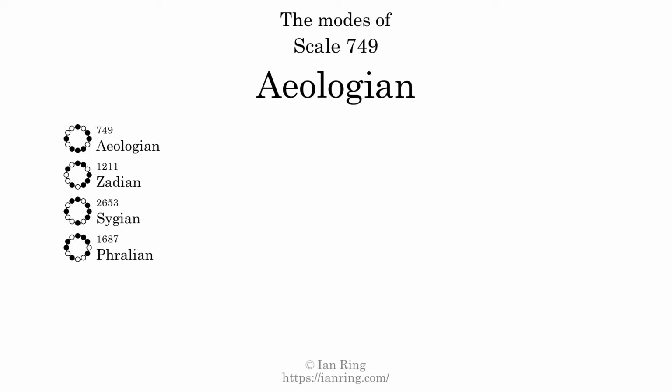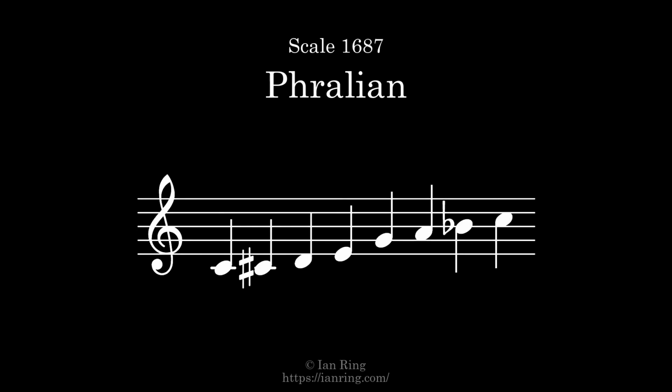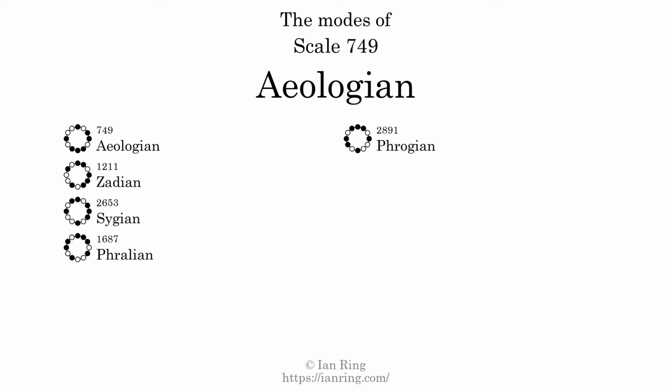The fourth mode is scale 1687, also known as Aeolian. It sounds like this. The fifth mode is scale 2891, also known as Aeolian. It sounds like this.